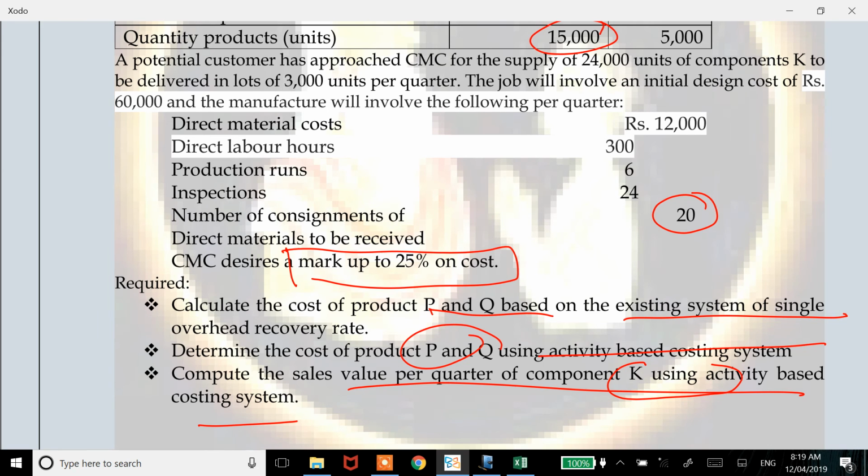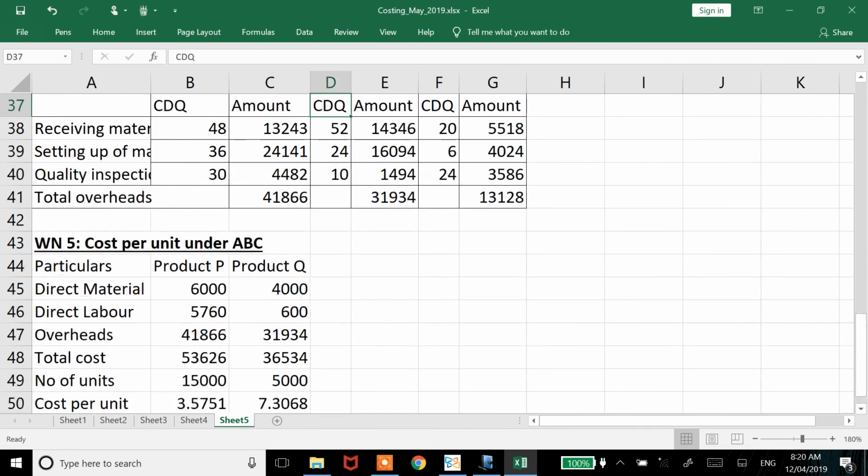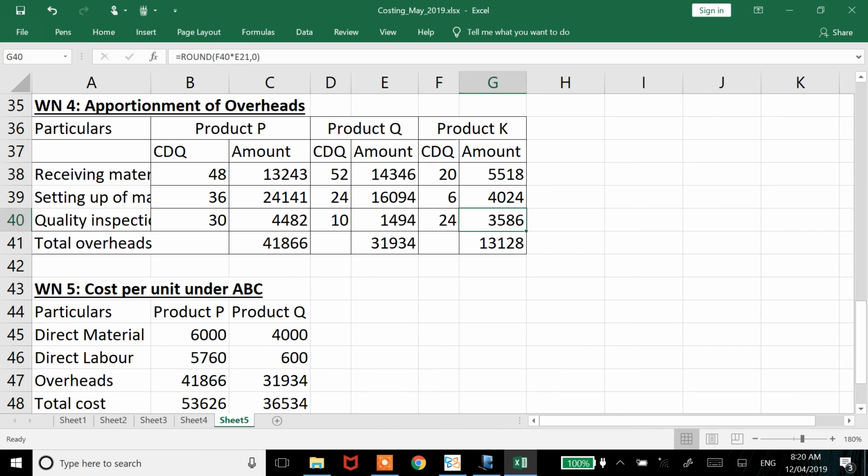Here, they have not asked for the cost calculation. They have gone ahead and asked for the sales value. To do the sales value, I'll have to first get the cost. To get the cost, I need the overheads, and overheads is something which is already calculated here. Overheads for product K is 13,128. We have already computed that number. Any doubts on this?